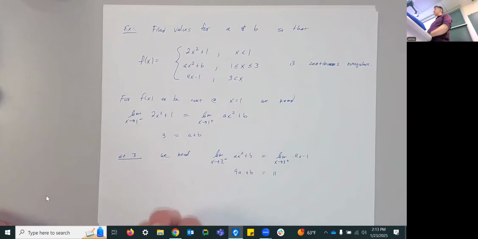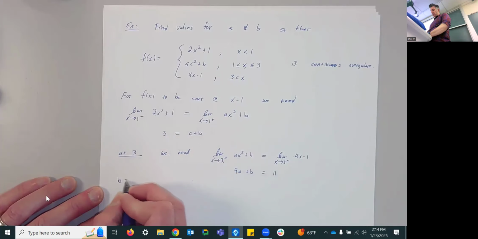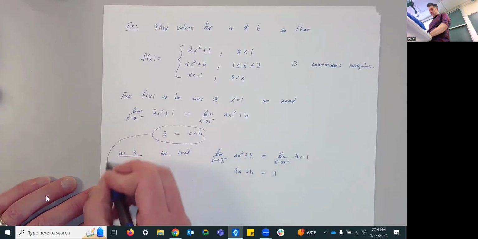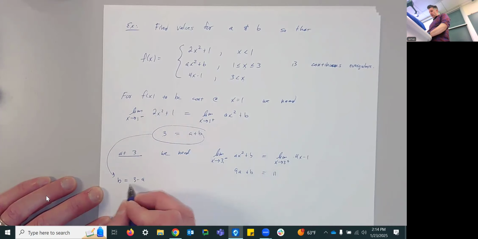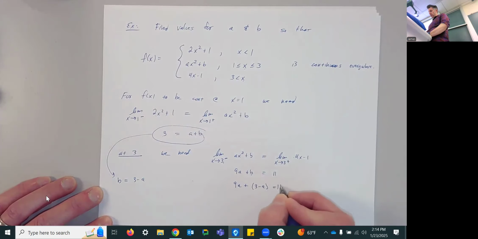Now we have 2 equations and 2 unknowns. We can solve these in whatever way you're most comfortable with. I would probably isolate b here and say, okay, b is equal to 3 minus a, right? Then plug in 3 minus a for b right here. So 9a plus 3 minus a is equal to 11. Simplify this: 9a minus a is 8a, plus 3 is equal to 11.